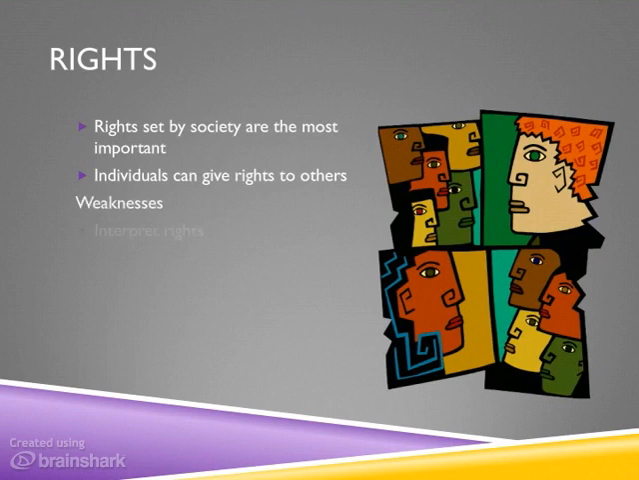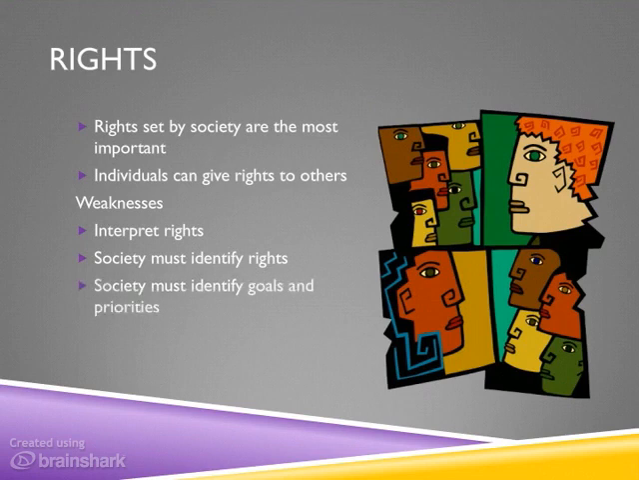The weaknesses are that the biggest obstacle to this theory is understanding the attributes or traits of a right. Another is that society must clearly identify the rights it wants to uphold and give to its citizens. And lastly, society must have clearly stated goals and decide their ethical priorities. As a result of these weaknesses, for rights theory to be applied, it must be used with another ethical theory.